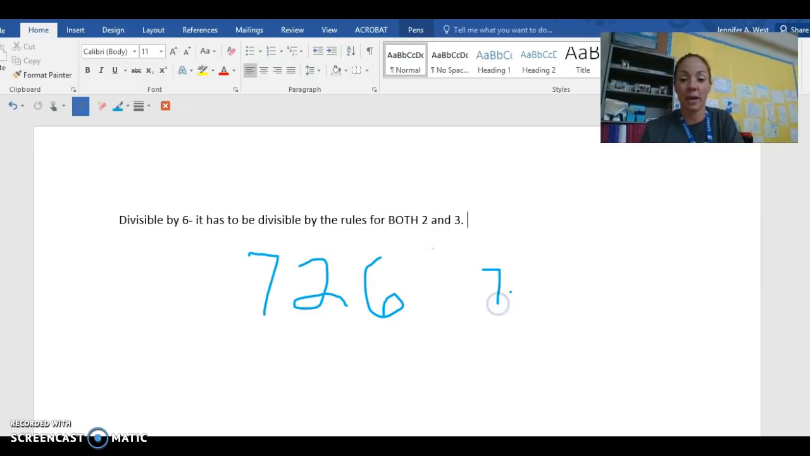Well, what about if we add the 7 plus the 2 plus 6? Whoa, what do we get when we add all of those together? And the answer is 15. Is 15 divisible by 3? Well, yes, it is, because we know that 3 times 5 equals 15. So this number, 726, is divisible by the rules for both 2 and 3. It ends in 6, so it's divisible by 2. And when you add your 7, 2, and 6, you come up with 15, which is divisible by 3.